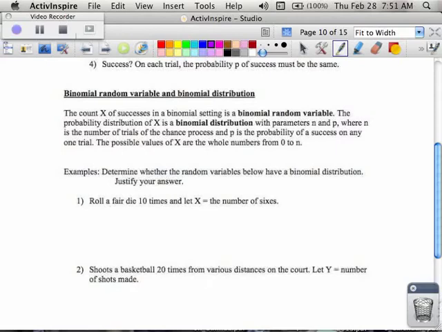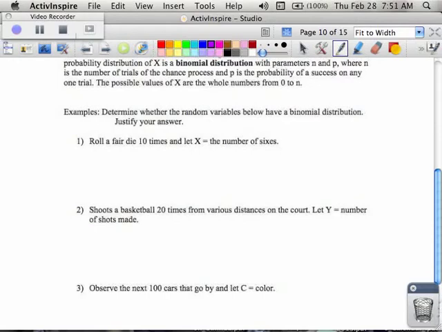So example. In this example, we roll a fair die 10 times, and x is the number of 6s. We want to know if we have a binomial distribution. So is it binary? That's the first question. You're rolling this fair die, and x is the number of 6s. Is it binary? Can you get a 6 or not get a 6? Yes.